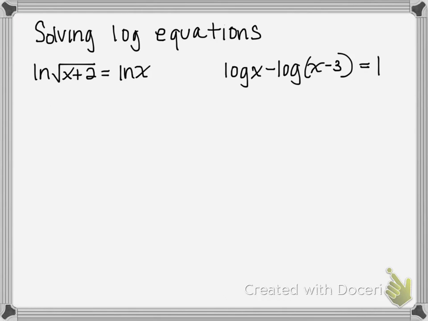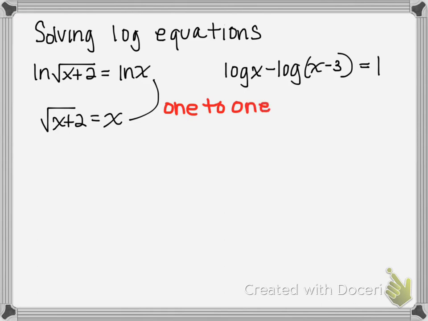Now I'm going to look at solving log equations. This first one is simply applying the one-to-one property. The one-to-one property says that if I've got the log of something equal to the log of something, those two somethings have to be equal. So I'm going to be able to say here that rad x plus 2 is equal to x. I used the one-to-one property. One-to-one. I did not use a property of equality.